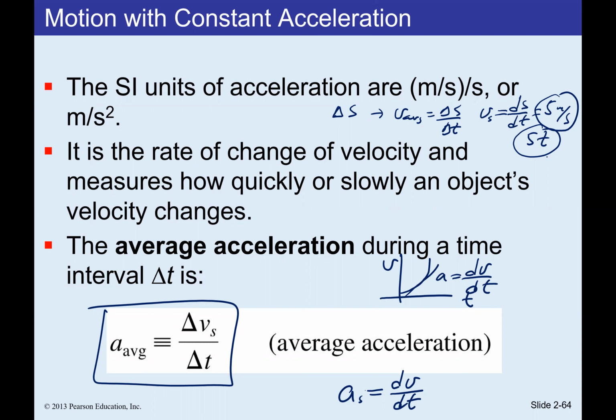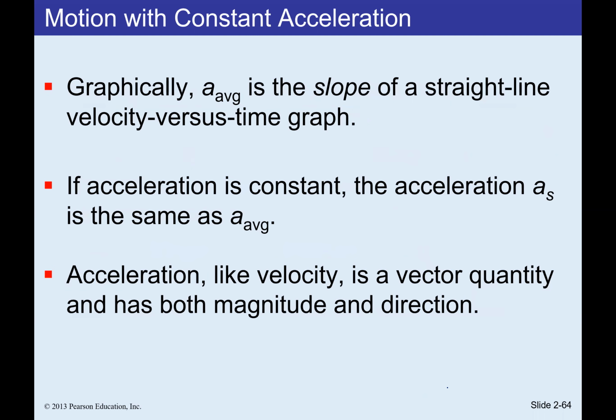And if your velocity changes, then you can look at an average acceleration, which is the rate at which your velocity changes, or instantaneous acceleration, which is the acceleration at some instant of time. Graphically, average acceleration is the slope of the straight line on the velocity versus time graph. And if acceleration is constant, then the acceleration is the same as the average acceleration. Mostly we're going to keep constant acceleration, though that doesn't mean we won't look at changing acceleration. Acceleration, like velocity, is a vector quantity and has both magnitude and direction.